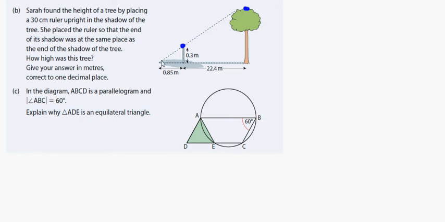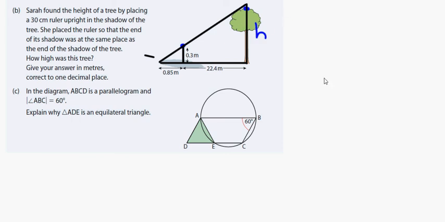So if we put our triangle up, so basically what we're looking at is something like this. So this is what she's doing. Okay. So she placed the ruler at the end of its shadow, at the same place as the end of the tree's shadow. How high was the tree? Give your answers in meters. Okay. So we have to find out what h here is.